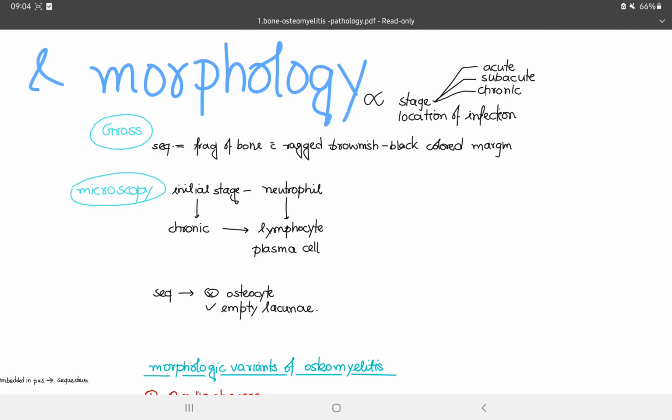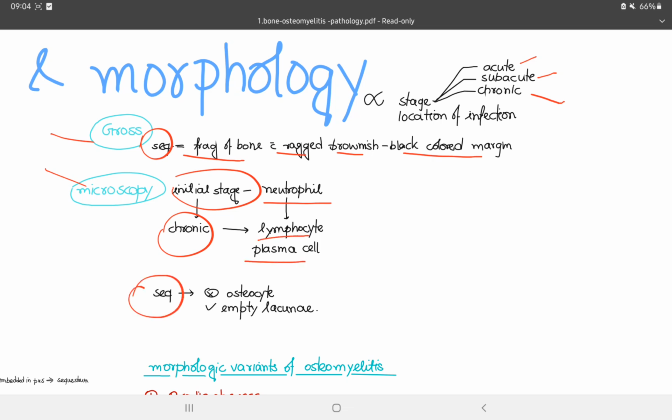Next, the morphology. Depending on the stages and the location of the infection, it is divided into acute osteomyelitis, subacute osteomyelitis, and chronic osteomyelitis. Grossly, we can see the sequestrum, which is a fragment of bone with a ragged brownish black colored margin. And microscopically, initially there is acute inflammation, so we can see the neutrophils, and in the next stage there is chronic inflammation, so we see the lymphocytes and plasma cells. The sequestrum does not have osteocytes; it has empty lacunae.